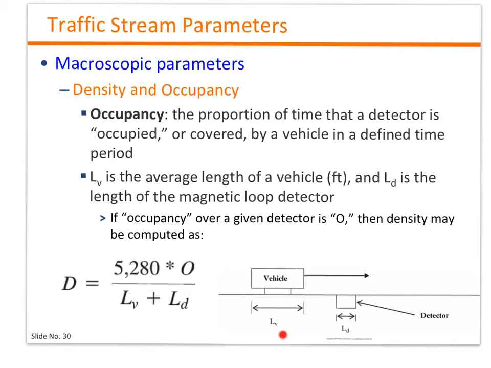LV is the length of the vehicle. LD is the length of the magnetic loop detector. If the occupancy over a given detector is O, which is a certain amount of time, let's say 0.1 or 0.2 seconds, then the density may be computed with the following equation. Density is equal to 5280, which is basically 1 mile in feet, times O, that's the time, over the length, which is LV plus LD, and that's how I get an estimate for D. Let's have an example to understand that concept.